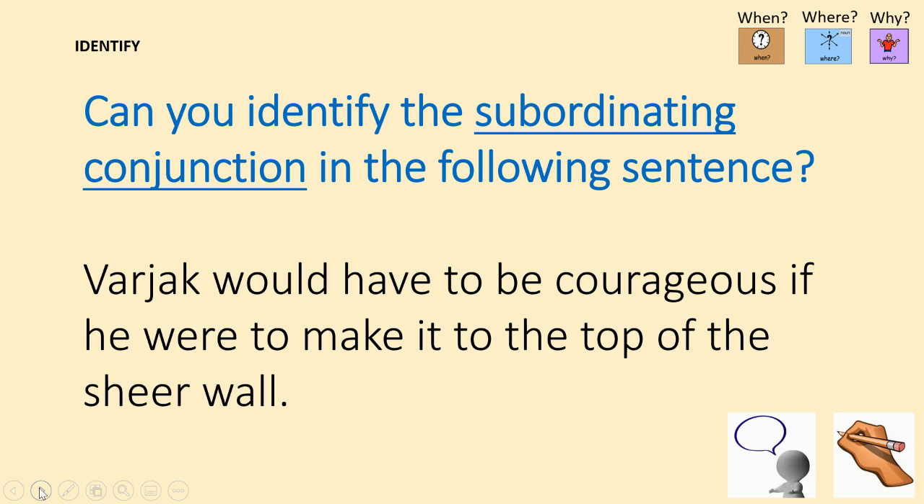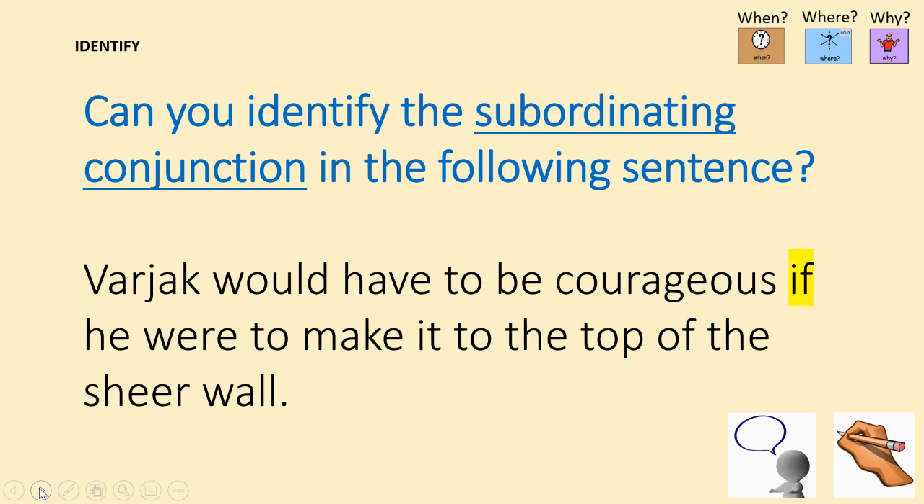Okay, another one. Let's read the sentence together. Varjak would have to be courageous if he were to make it to the top of the sheer wall. Have you found the subordinating conjunction in that sentence? Say it out loud, quickly, write it down. Varjak would have to be courageous if he were to make it to the top of the sheer wall. And there we go, it is if.